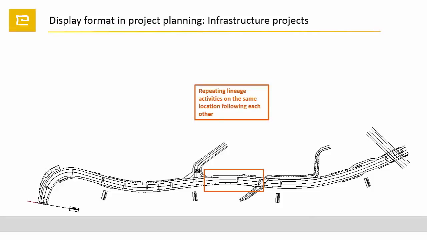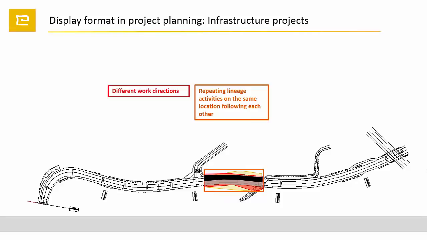Repeating activities on the same location are very common in infrastructure projects. Different layers of work are following each other, often with different speeds. For building these road segments, we have to cut the earth, compact the ground, then lay the base and binder course. Each activity is quite different, uses different equipment and is working in different speed.